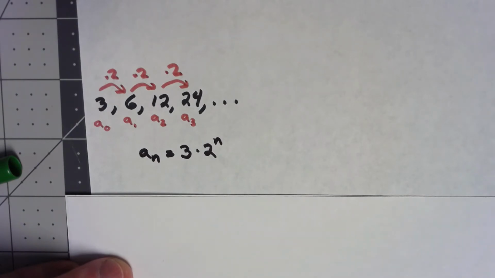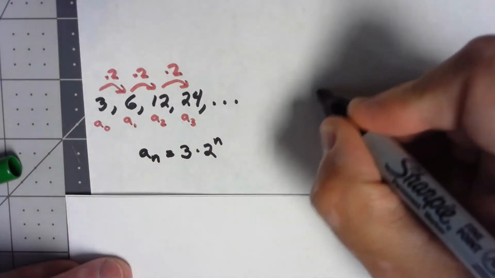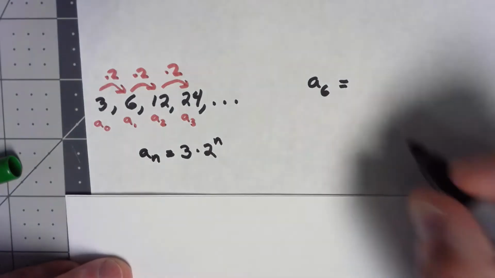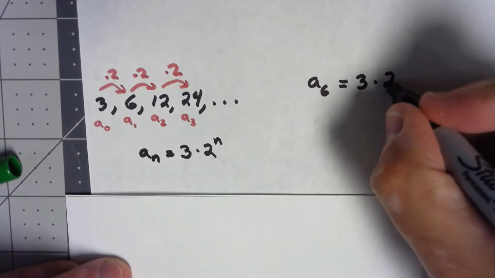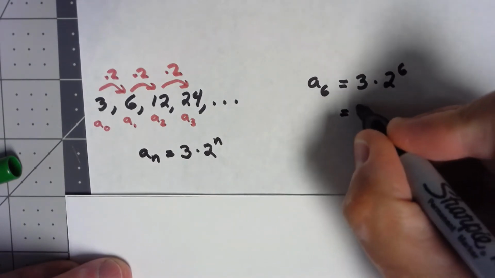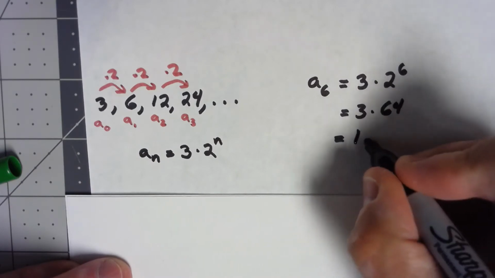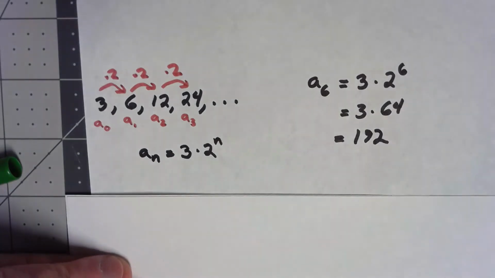Now this one gets big really quickly, but if I wanted to know what, for example, A sub 6 is, I'd have 3 times 2 to the 6th. That's 3 times 64 would be 192.